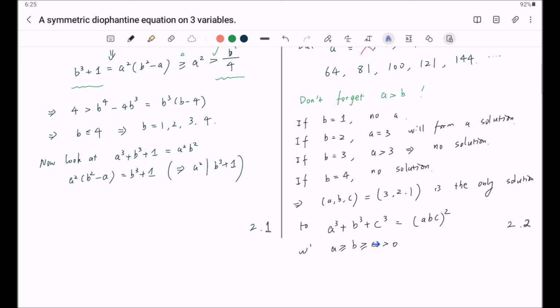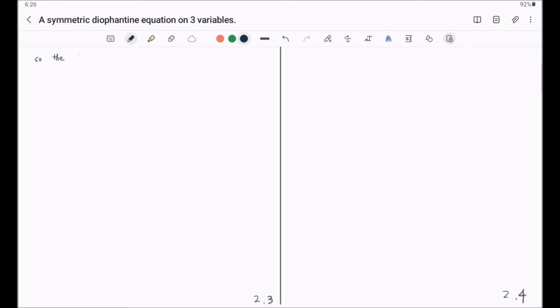Now without this assumption, what are solutions to this equation? The only solutions to this equation will be the permutations of 1, 2, and 3. And there's going to be 6 of them. But that is not too important. Anyway, we have solved this problem.